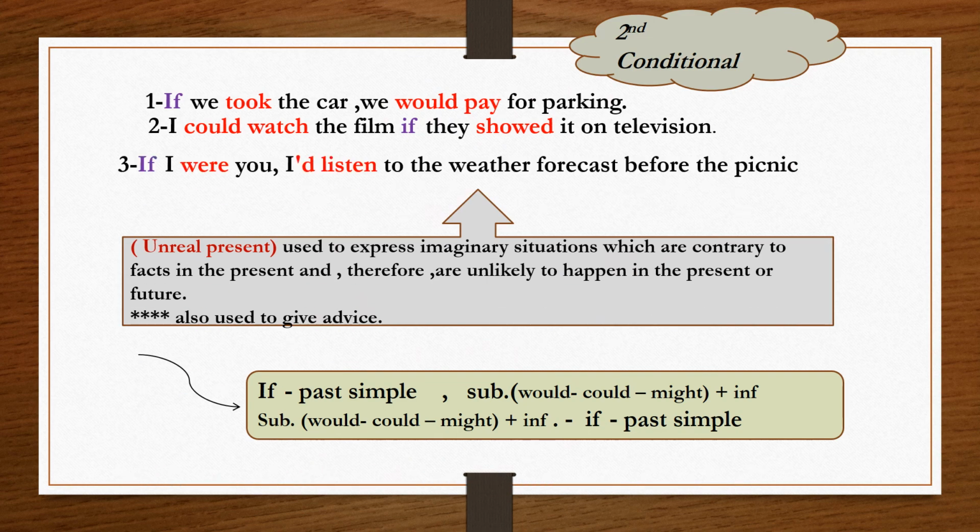The form of the second conditional is if plus the past simple, and then we have the subject plus would or could or might plus the infinitive. Okay? Remember that we can use the form if I were you, I would or wouldn't plus the infinitive when we want to give advice only.